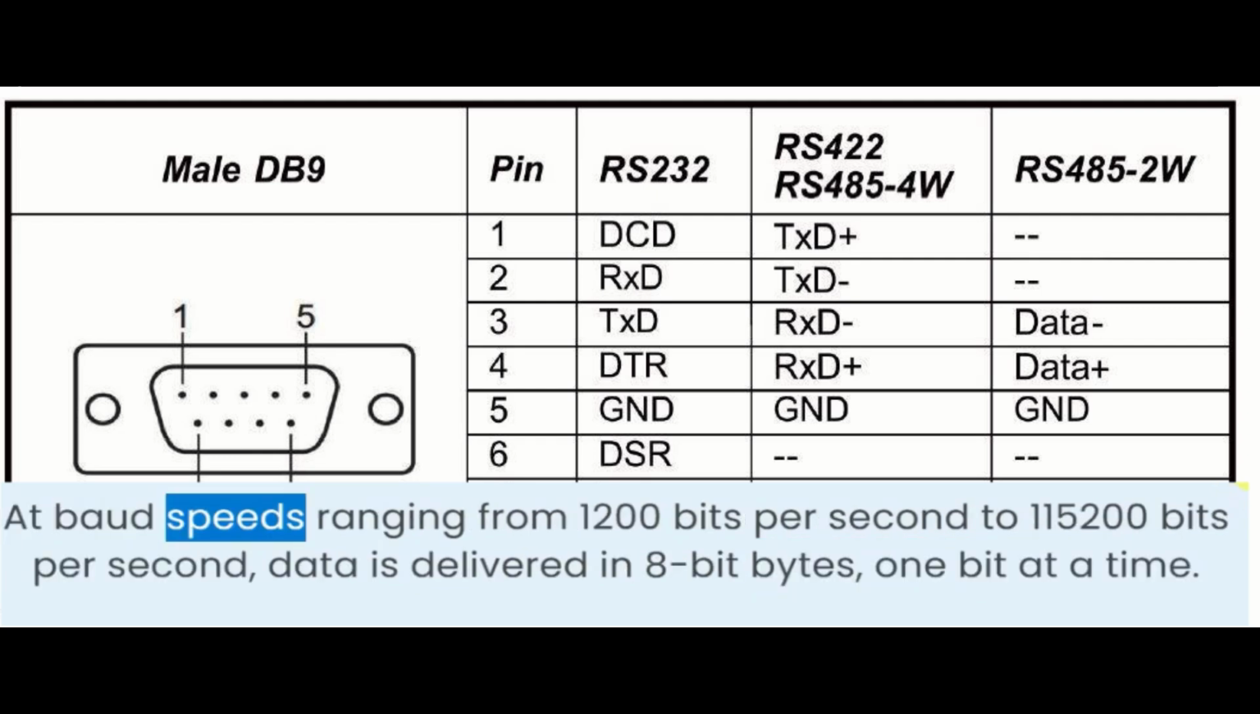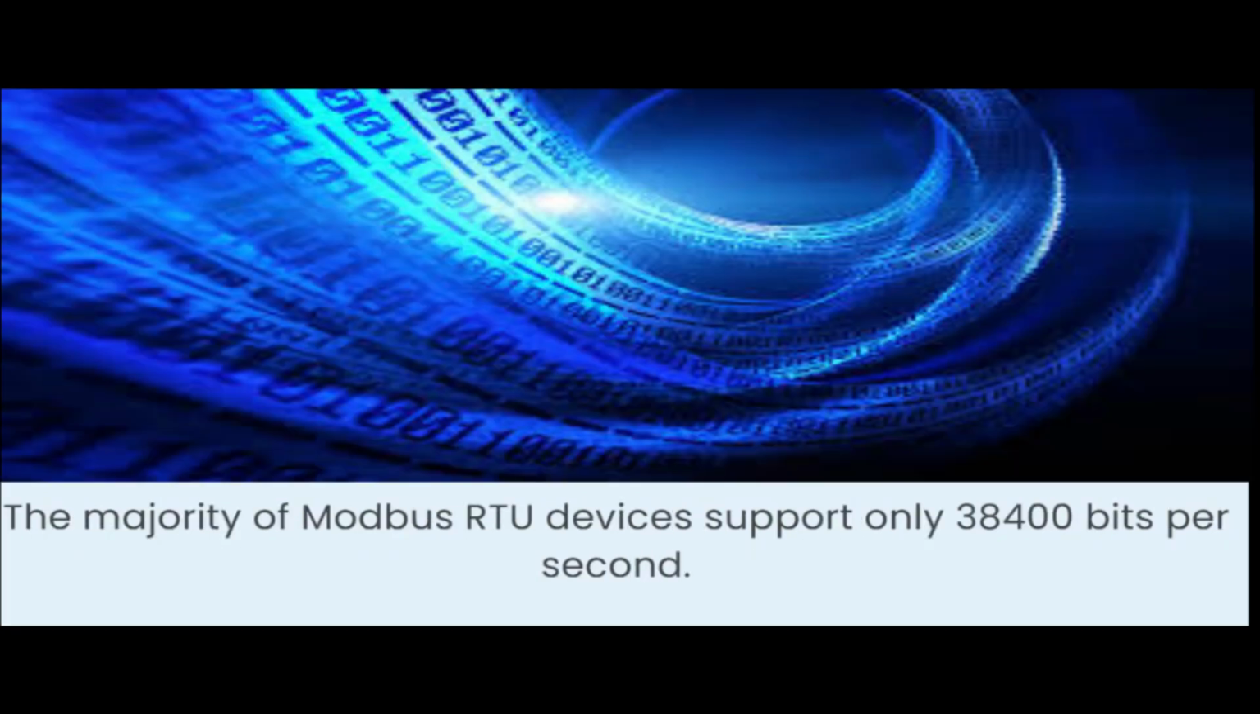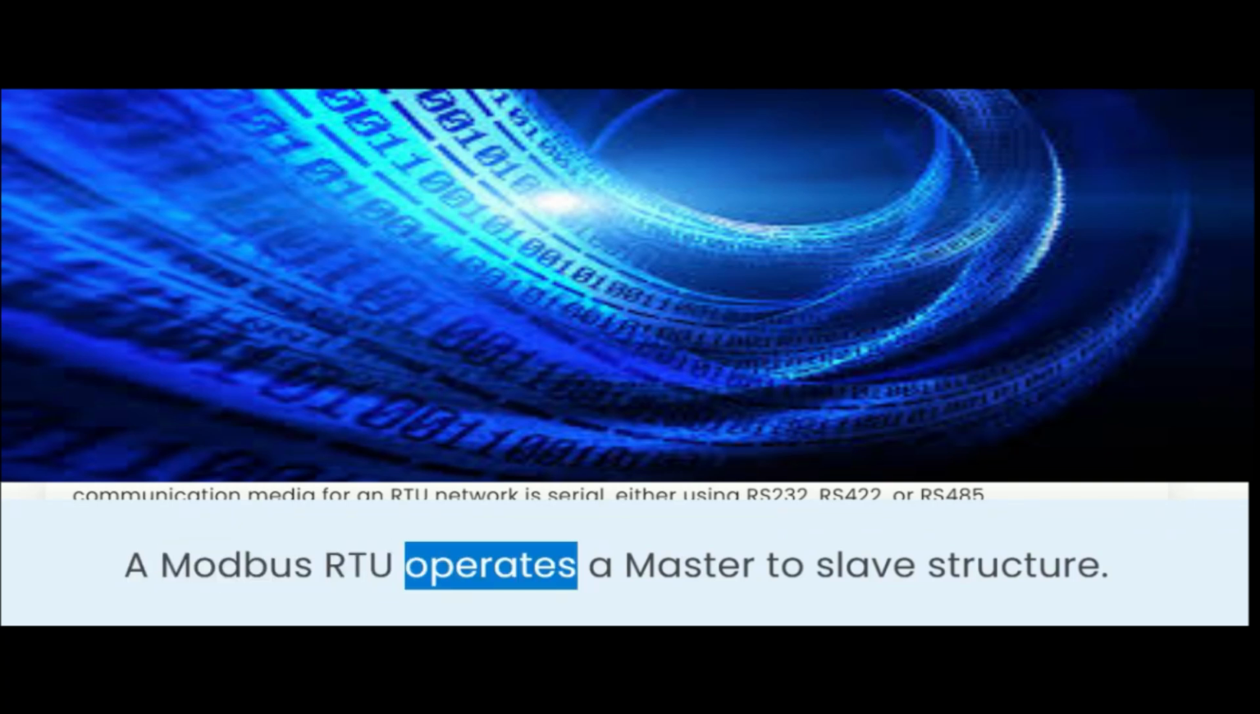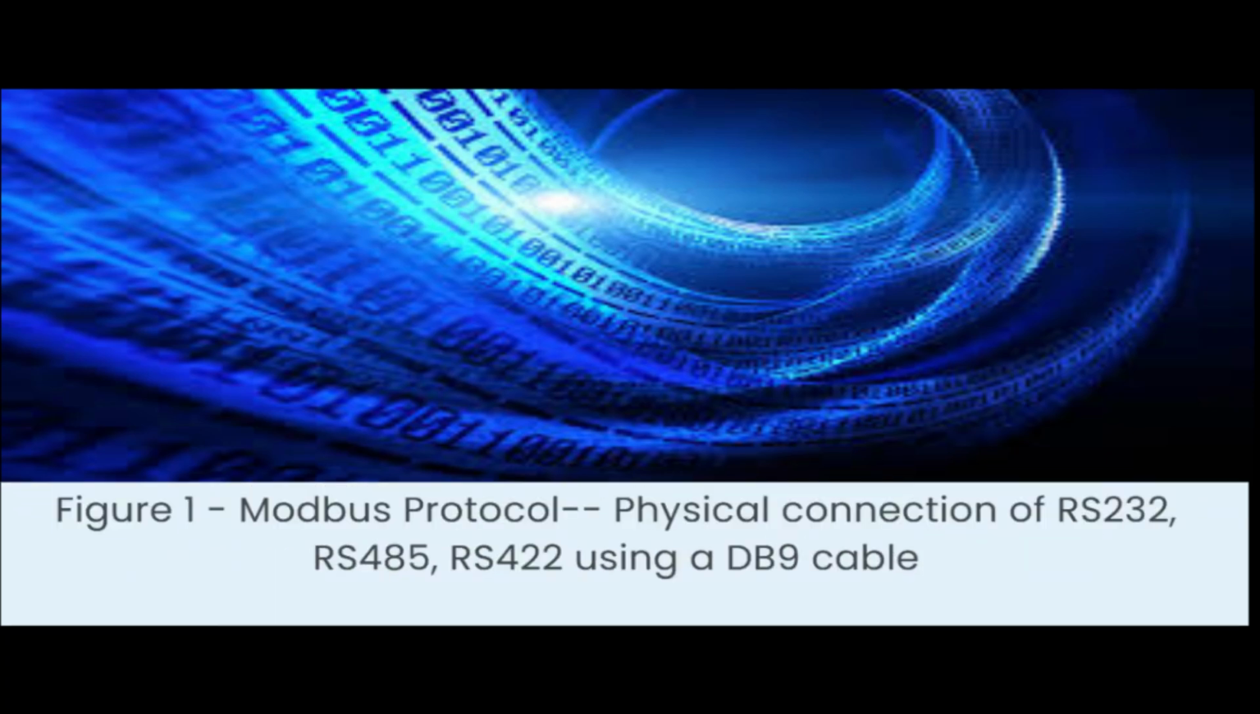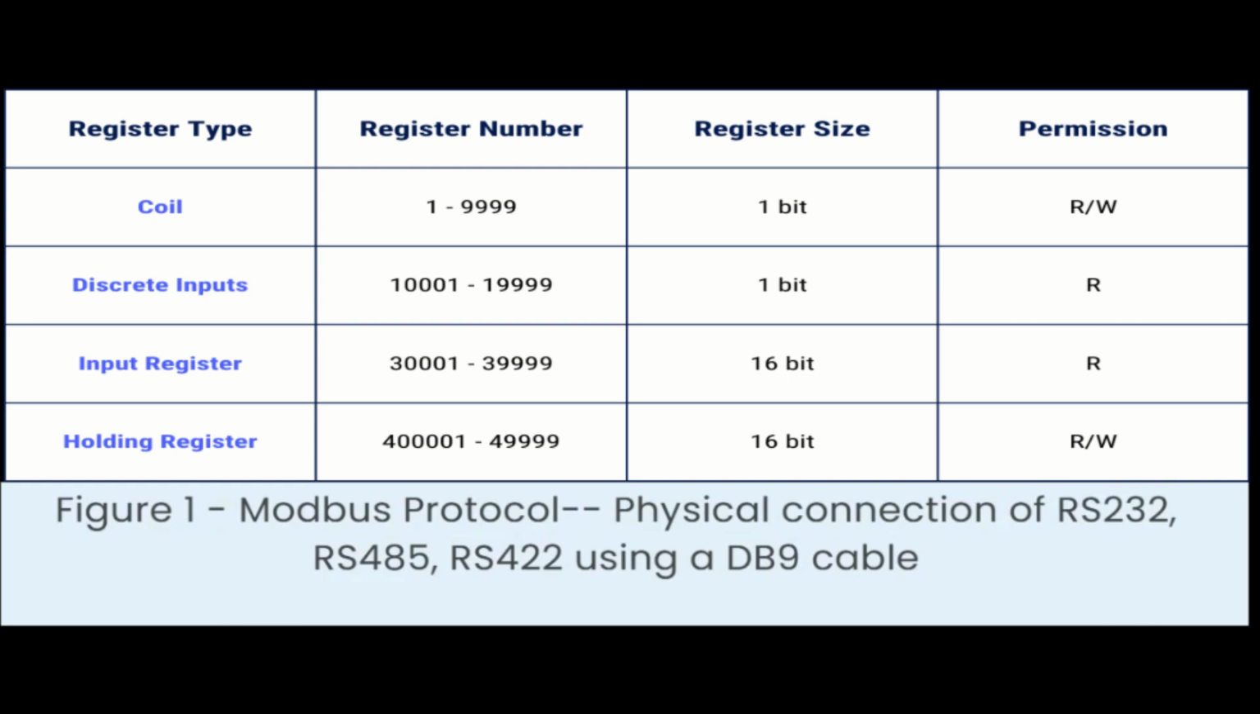At baud speeds ranging from 1200 bits per second to 115,200 bits per second, data is delivered in 8-bit bytes, 1 bit at a time. The majority of Modbus RTU devices support only 38,400 bits per second. A Modbus RTU operates a master-to-slave structure. Figure 1, Modbus protocol physical connection of RS-232, RS-485, RS-422 using a DB9 cable.